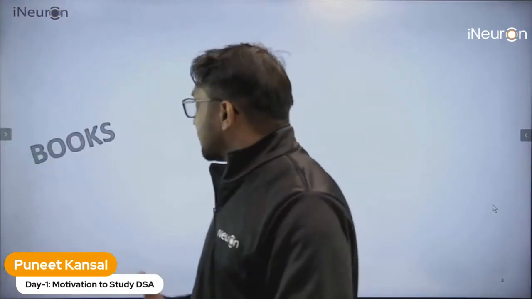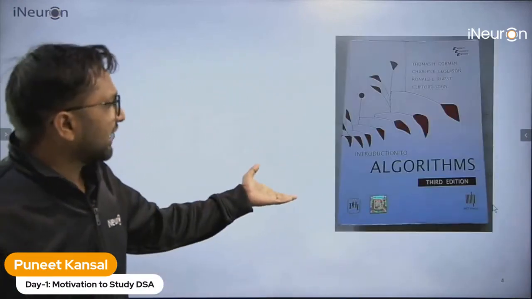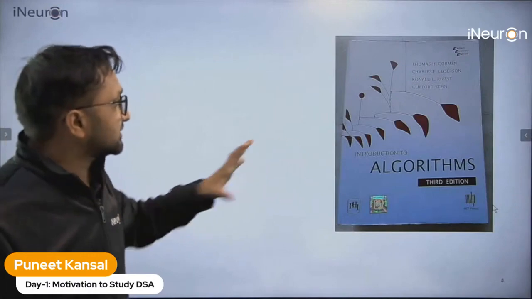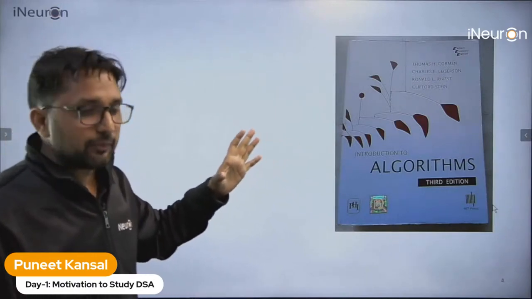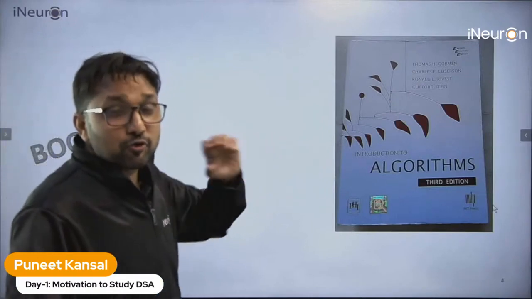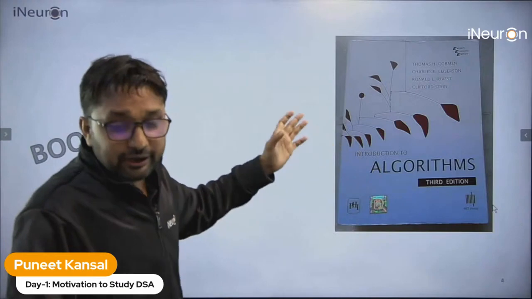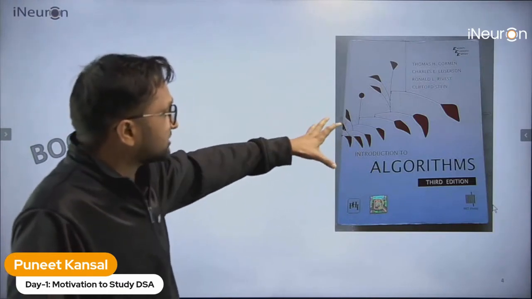Let me refer some books to you people if you want to refer to books. The Bible for algorithms is the Cormen book, but the language is a little complicated. I need to read it two to three times to understand it properly. The language is a little difficult, but still this is the Bible.